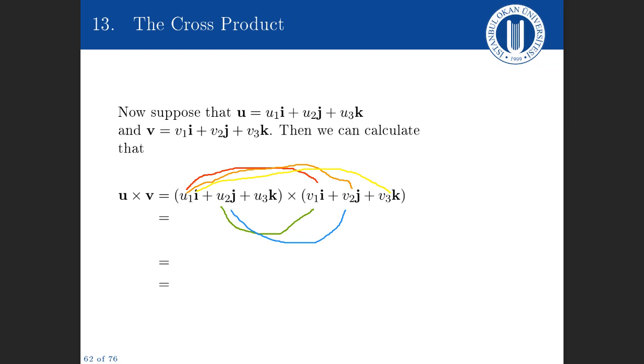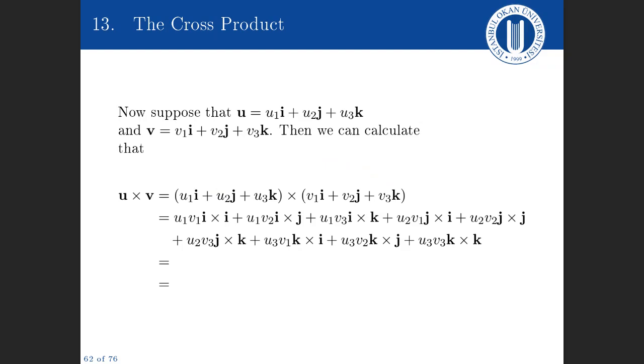3 multiplied by 3 is 9. We're going to end up with 9 terms. Here they all are. For example, first term cross first term is the same as u1 v1 i cross i. And first term cross second term is the same as u1 v2 i cross j. And so on.